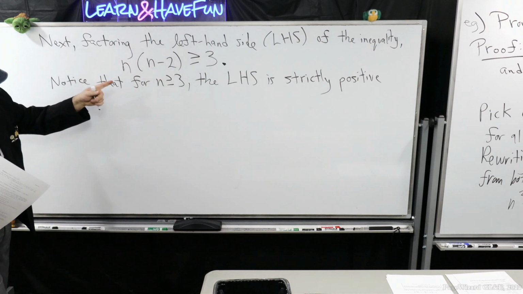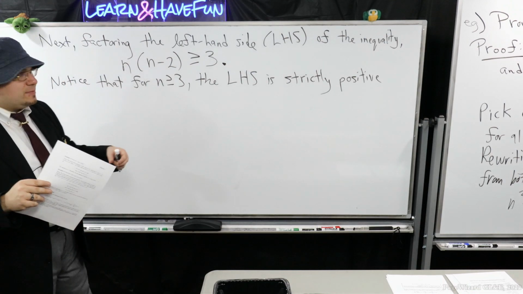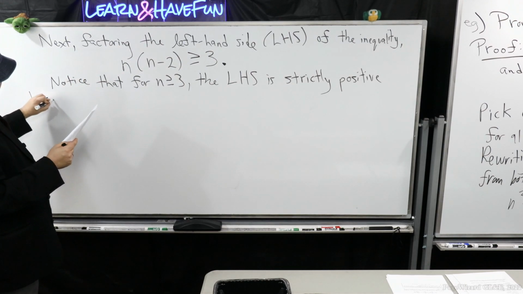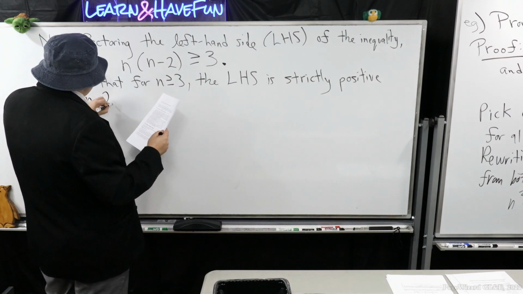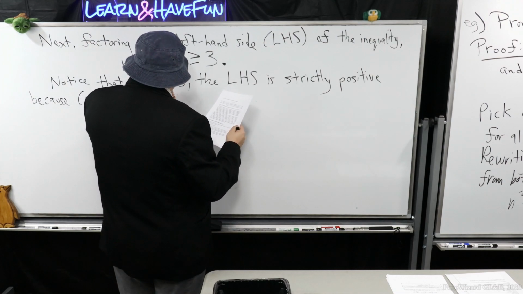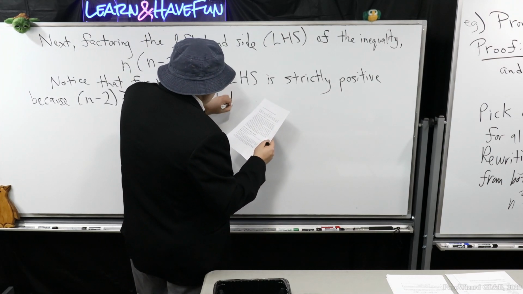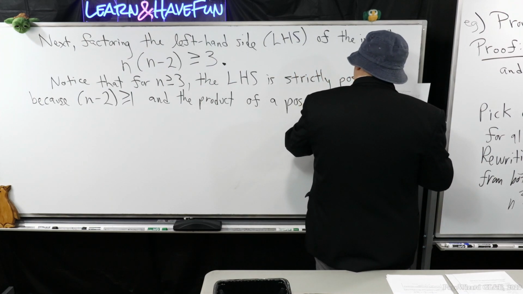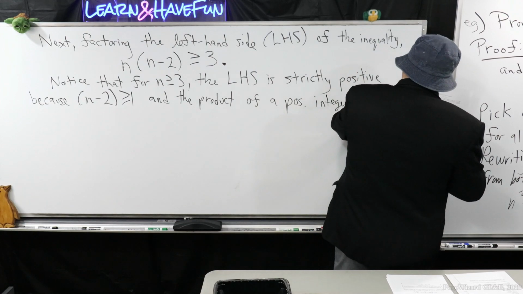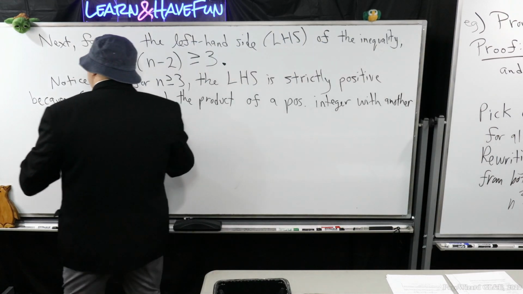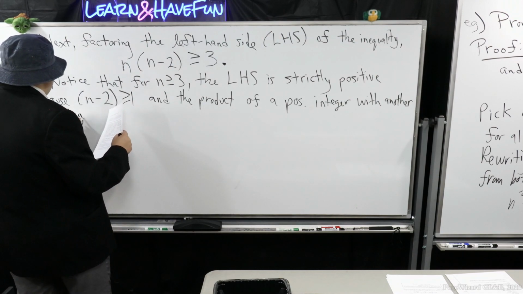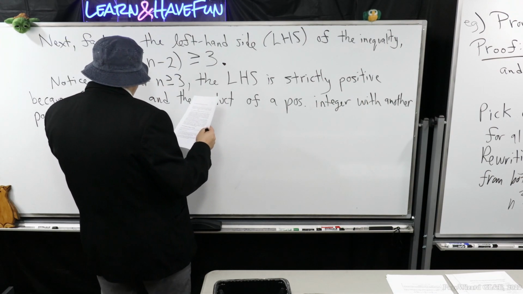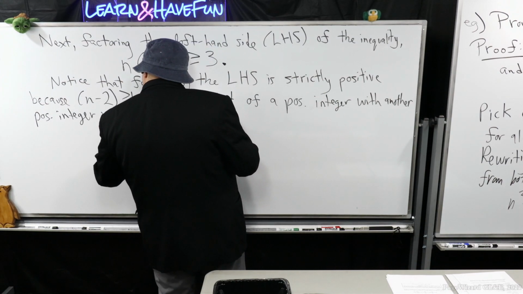Now, here's the neat thing. If I make sure I have n greater or equal to 3, I can guarantee this fact, right? So this is strictly positive because n minus 2 is greater or equal to 1, and the product of a positive integer with another positive integer is positive, right? But it's even better than that. I don't just have to say positive. I can say this is greater than 0.